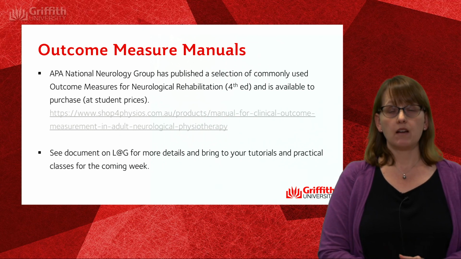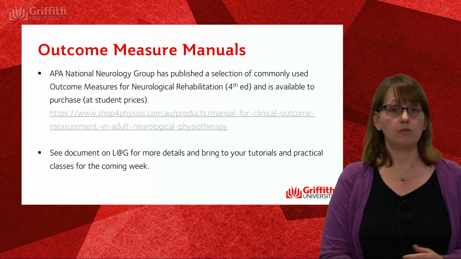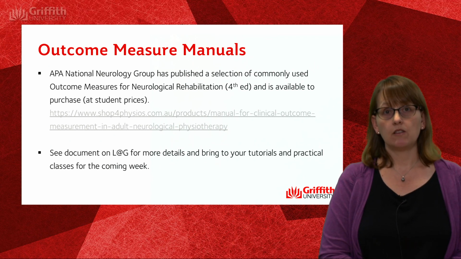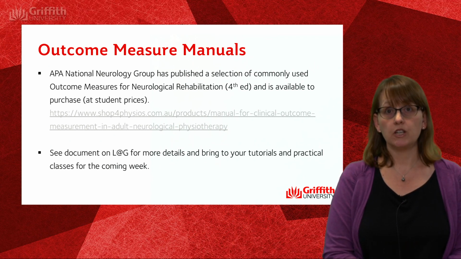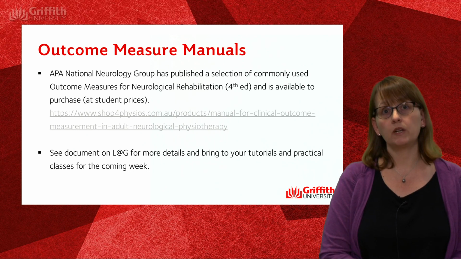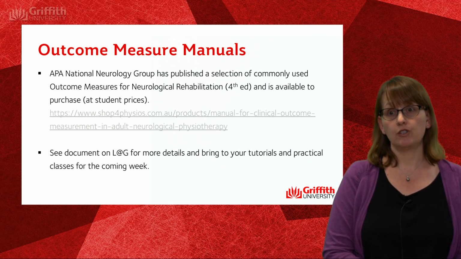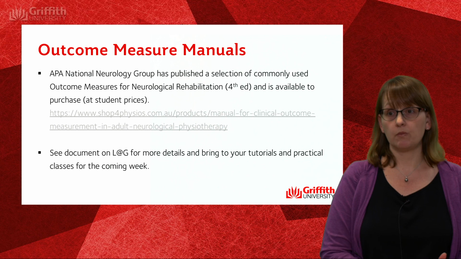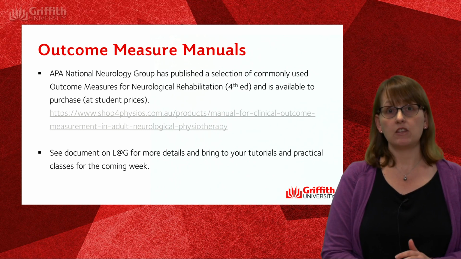So we can use outcome measure manuals. We don't expect everybody to remember every outcome measure under the sun, but the Australian Physiotherapy Association National Neurology Group has published a selection of commonly used outcome measures for neurological rehabilitation. They're actually now up to the 4th edition of this manual, and it's available to purchase from the APA website, and they do offer student discounts for this as well.